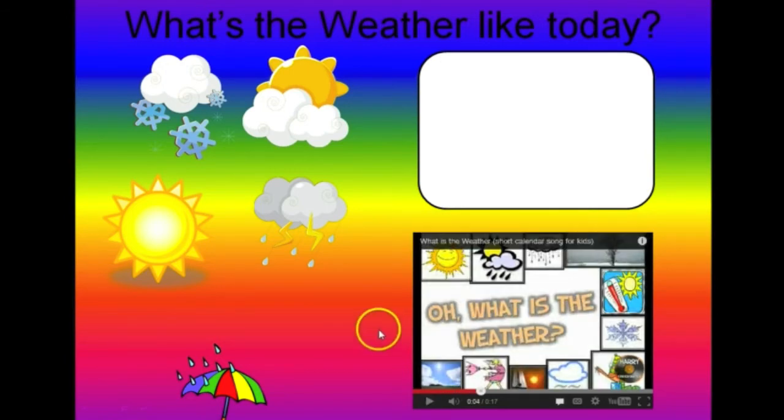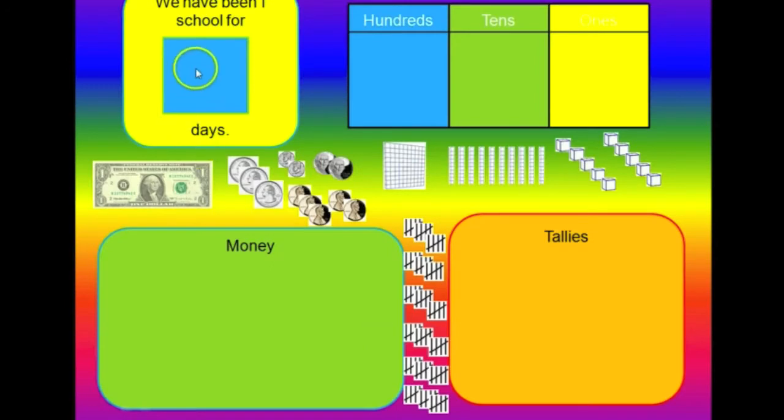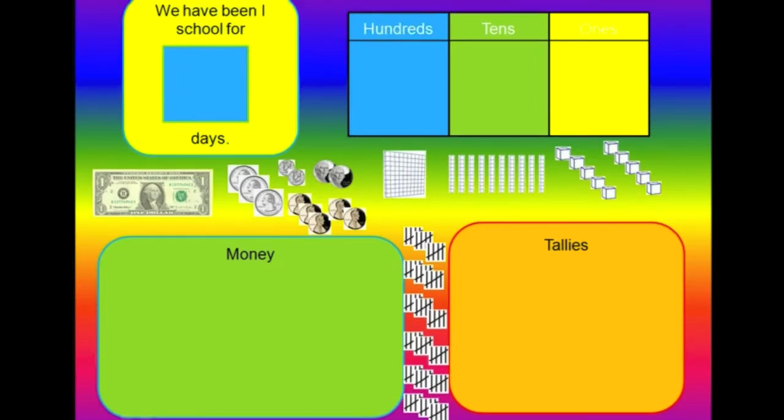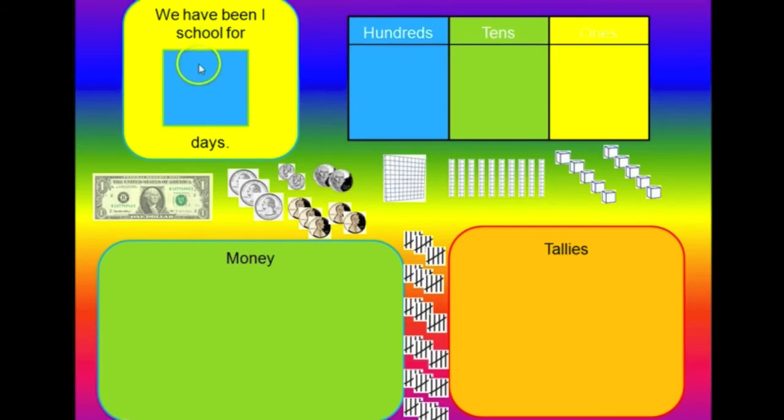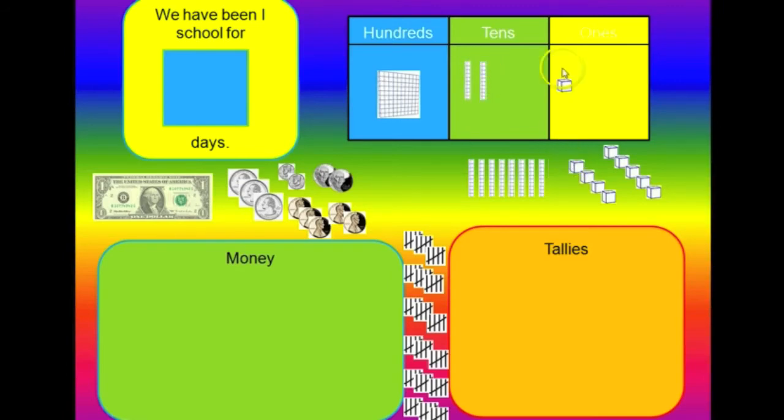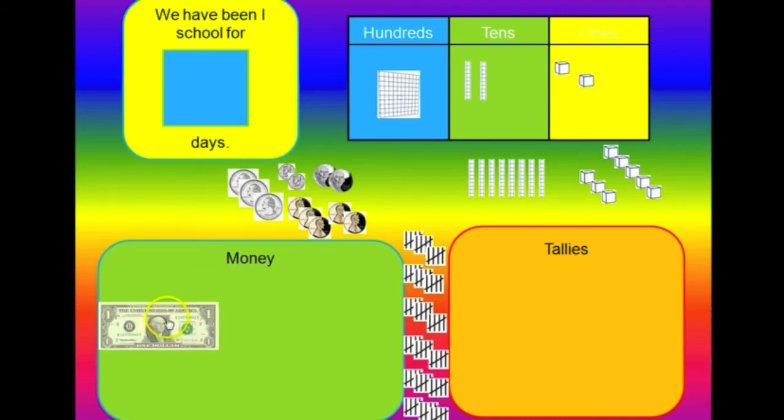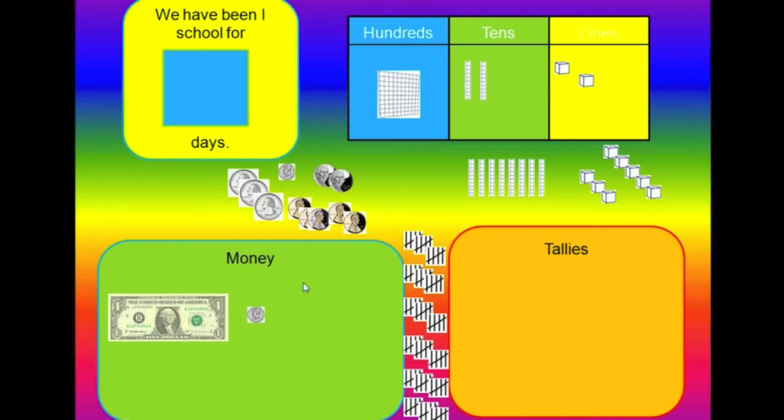Okay, and then on my next slide, we have some basic stuff for number math. So with our interactive whiteboard pen, you can write how many days you've been in school. If, say, it was the 112th day of school, you could drag your place value box. Then you could drag your money. So we would have a dollar, a dime, and 2 pennies.